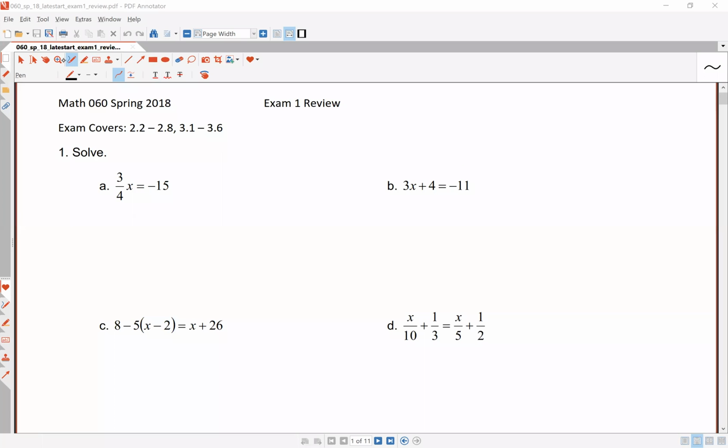All right, letter D on these problems. When you have denominators of 10, 3, 5, and 2, I like to multiply both sides of this equation by the LCD, which would be 30. When you multiply each piece by 30, it clears the denominators.